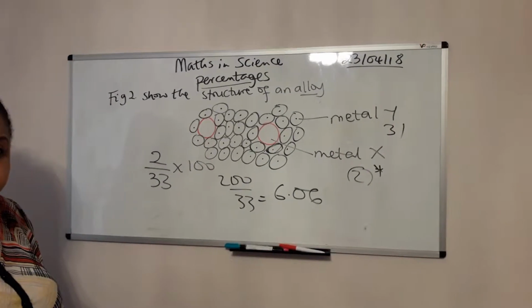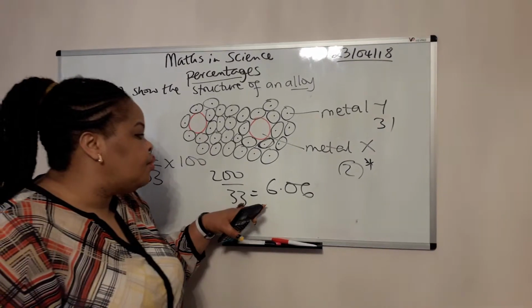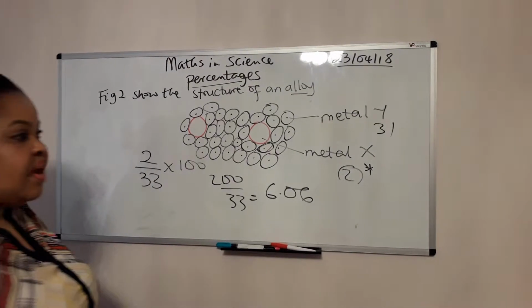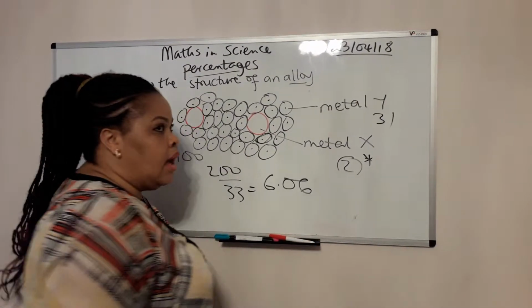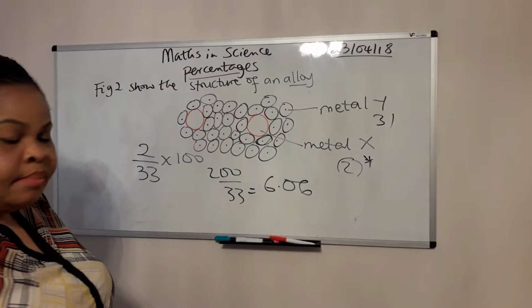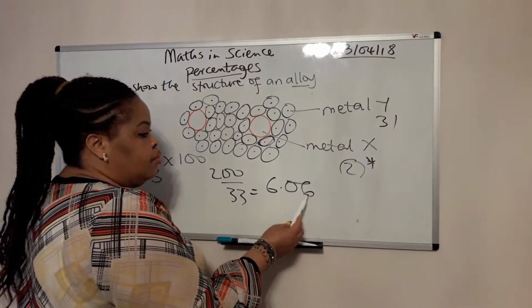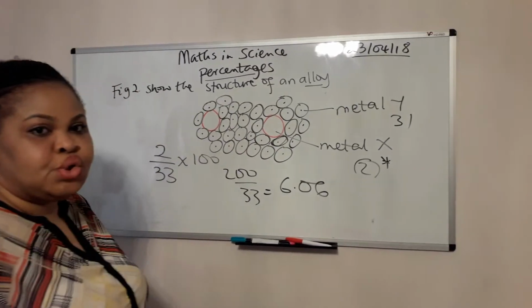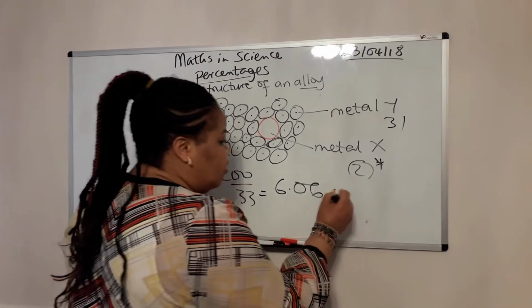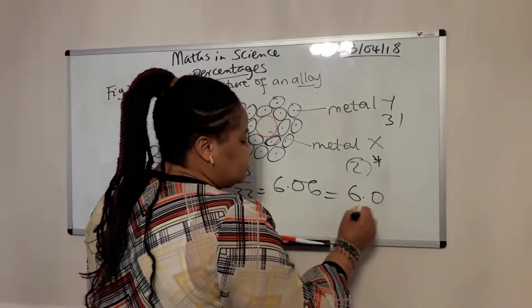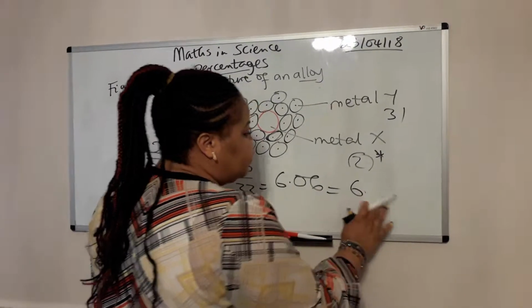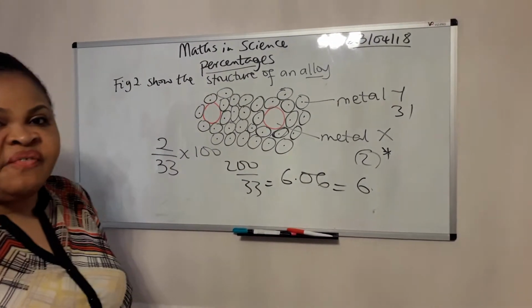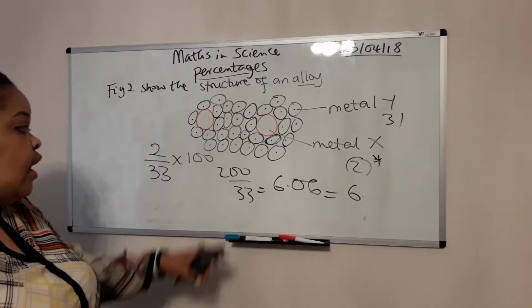And remember, I did significant figures. If you were asked to reduce this to just 2 significant figures, it would be 6.1. But if you were asked to reduce it to just one significant figure, then it would just be 6.0, or 6 for short. If you were not told specifically, and this question does not say specifically, you just leave it like that.